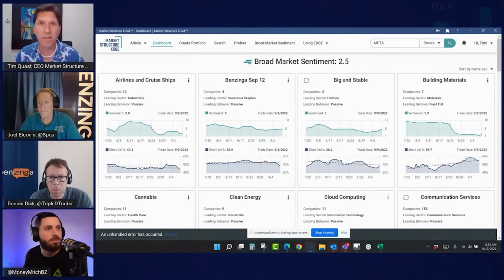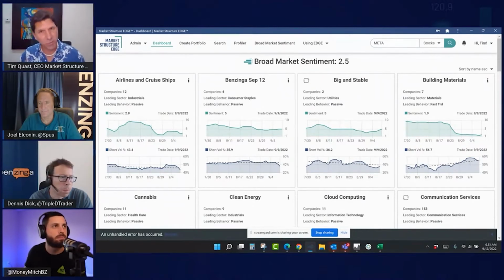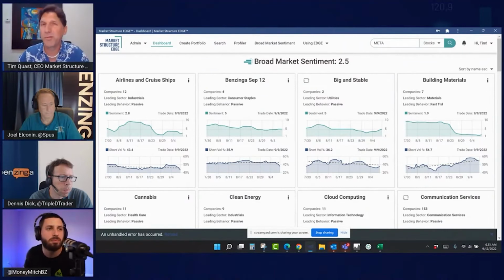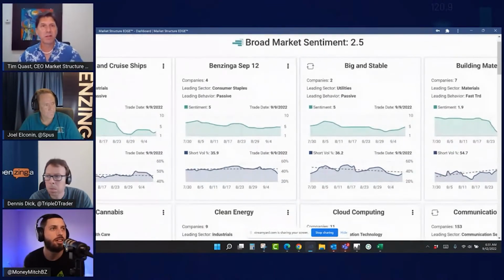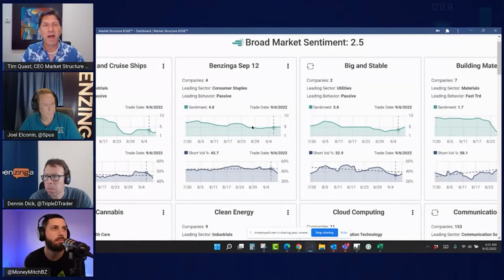You don't have to worry about all that. But we've been doing this for 20 years. And so we've kept up with the way that the rules change. And it makes it very simple to think about the market as supply and demand. And here's a great illustration, right? Look at Benzinga, September 12th. I've got demand at 5, falling supply.